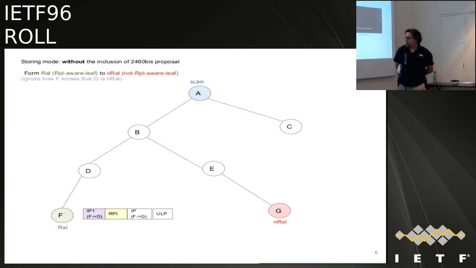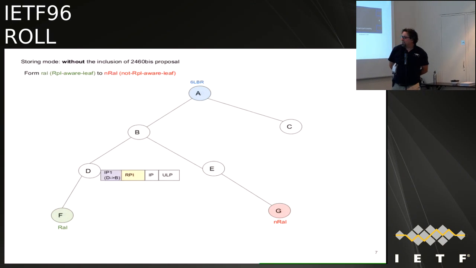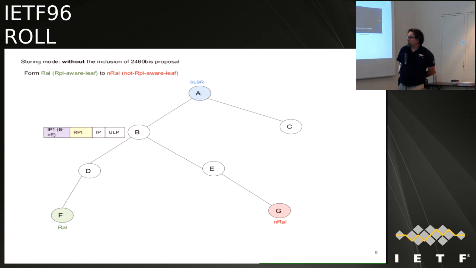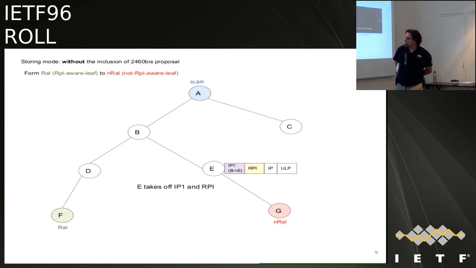So he's going to send a packet, and he has no choice. He has to send an IP header to D. Next slide. And D is going to take it off. It's going to add a new one. The new one is going to be addressed to B with an RPI, changing the rank each time. Next slide. B is going to take it off and add a new IP header, which is going to be to E. And we can discuss whether these are link-local addresses or global addresses that it uses. Next slide. And then E is going to receive it.